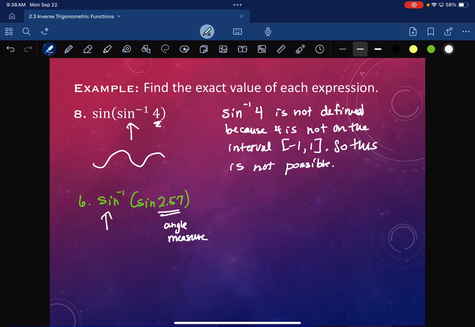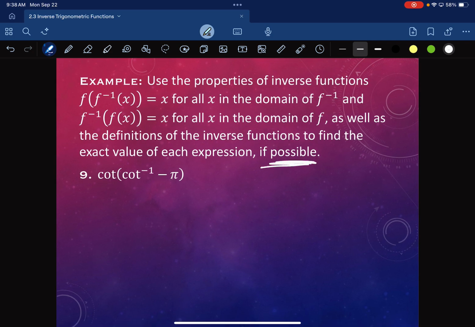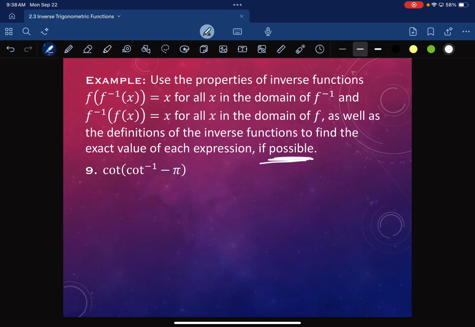The same thing is going to happen on the next set. The directions look a little bit different, so let's take a look together. It says use the properties of inverse functions, that f of f inverse of x is equal to x for all x in the domain of f inverse, and same for the other, as well as the definitions of inverse functions to find the exact value of each expression. And it tells you on these, if possible. We just saw one that was not possible. So let's take a look at this.